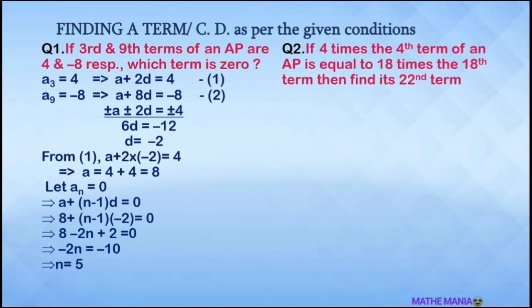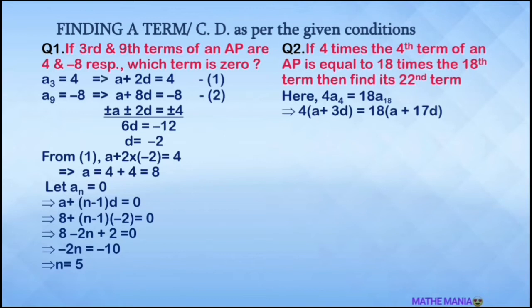In the next question, we are given a relationship between the 4th and 18th terms of the AP. Let a and d be the first term and the common difference of this AP. 4 times the 4th term is equal to 18 times the 18th term. This implies 4 a4 is equal to 18 a18. Replacing the values of a4 and a18, we get 4 into a plus 3d is equal to 18 into a plus 17d.